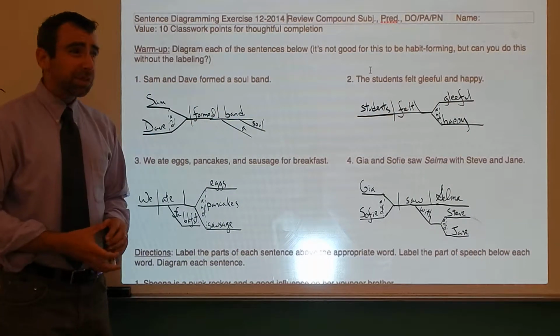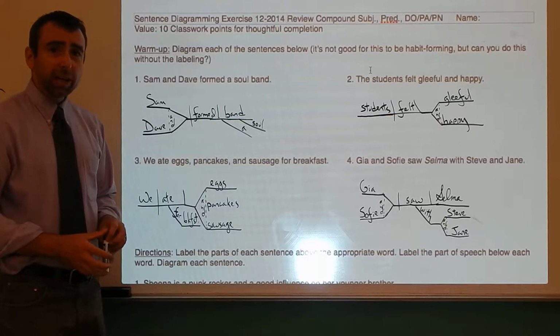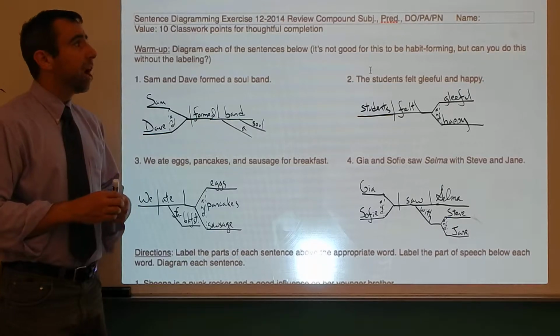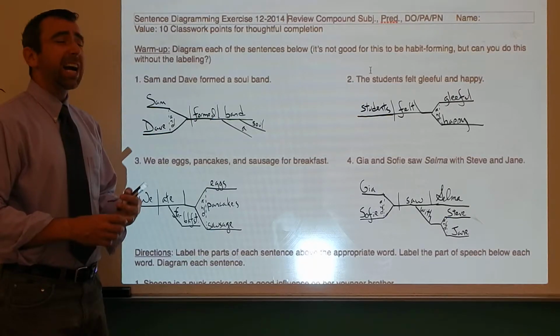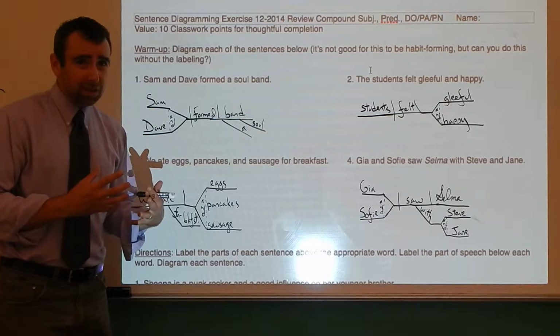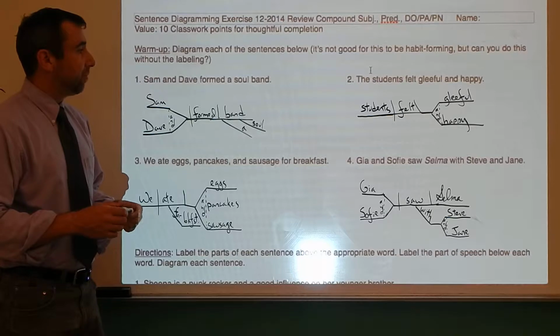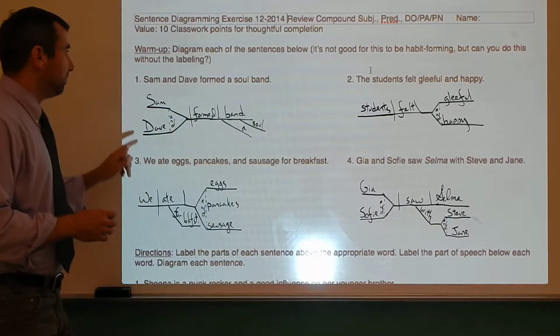Hello and welcome to sentence diagramming exercise number 12. We're going to review this week the new skill that you learned last week, that of joining together subjects, predicates, direct objects, predicate adjectives, predicate nominatives, and actually anything else that goes on a horizontal line together with conjunctions. And here's what your little diagram should look like, assuming you've completed the warm-up already.